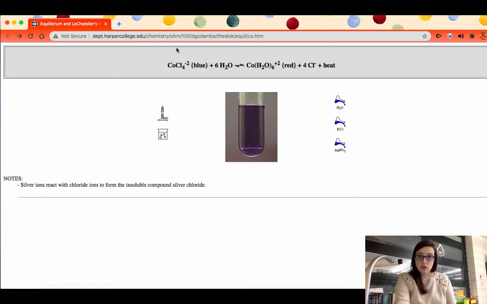if after new equilibrium is reestablished, it's blue, that means that you have more reactants. So that means that the reaction shifted to create more reactants at equilibrium. And that makes sense because KCl dissociates into K+ and Cl-.